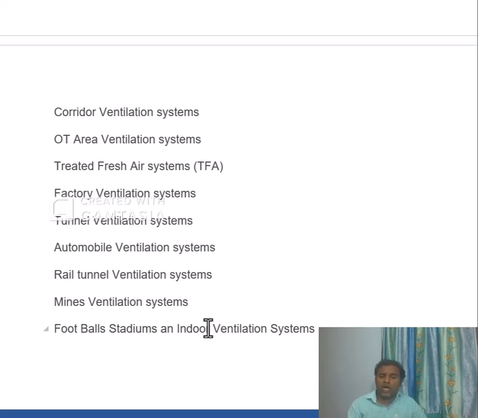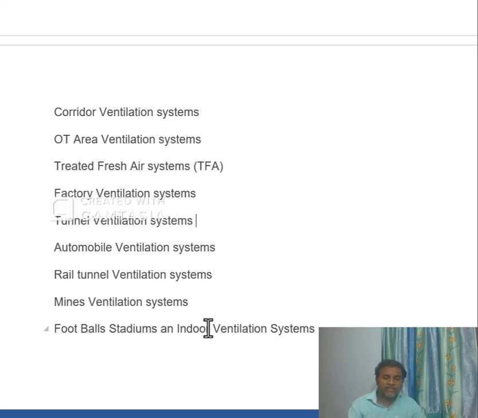Coming to automobile ventilation systems, it's a closed cabin. So how do we provide fresh air from outside to inside without disturbing the present temperature? That is what automobile ventilation systems do. In a similar case, railway tunnel systems also, where the rail is passing inside the tunnel, there should be some ventilation system for the maintenance people, as well as in case of breakdown, there should be some proper flow of air inside the train.